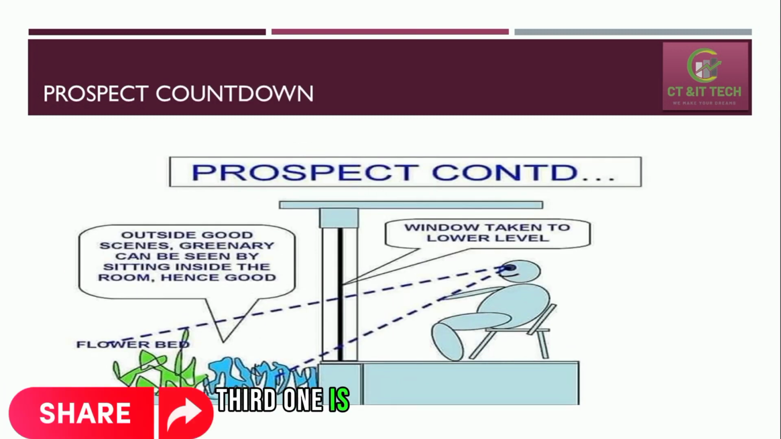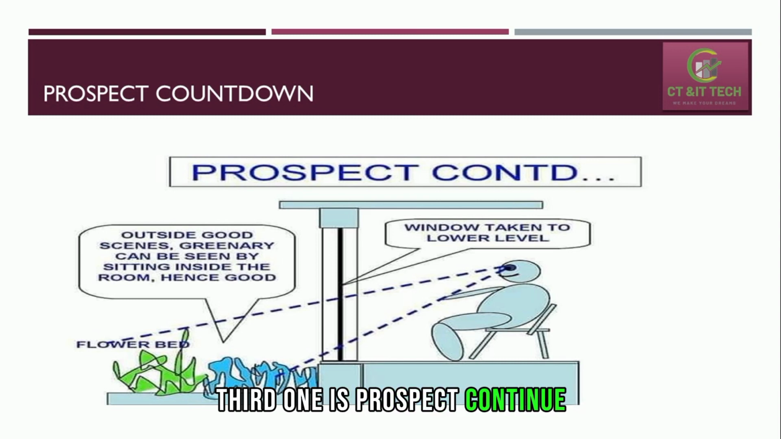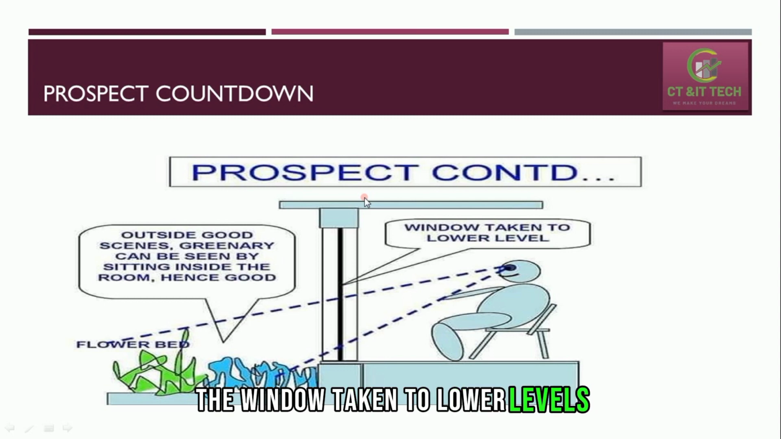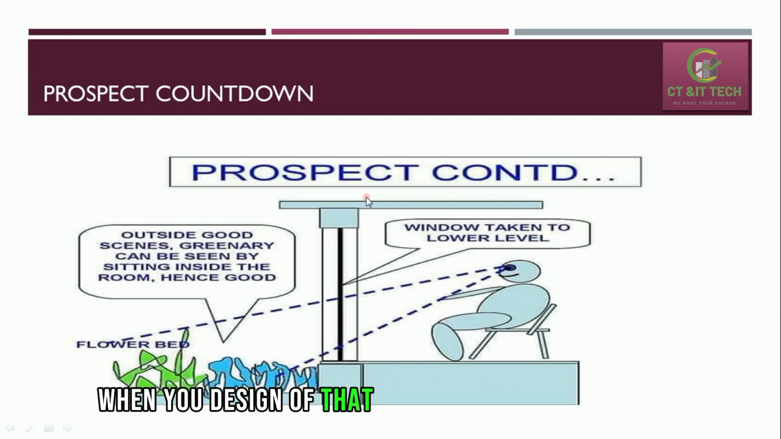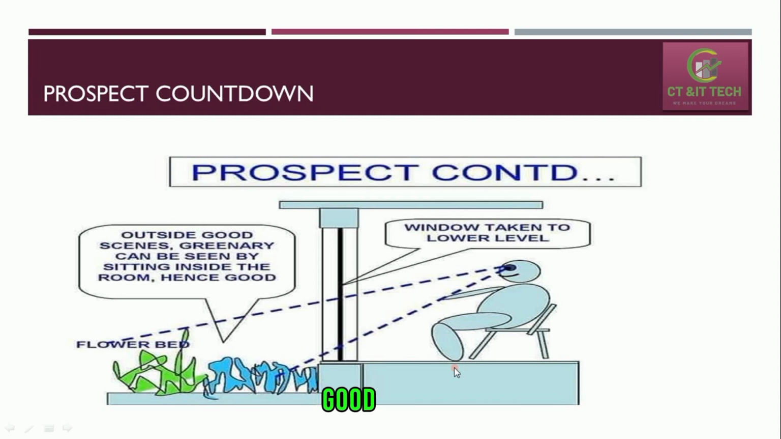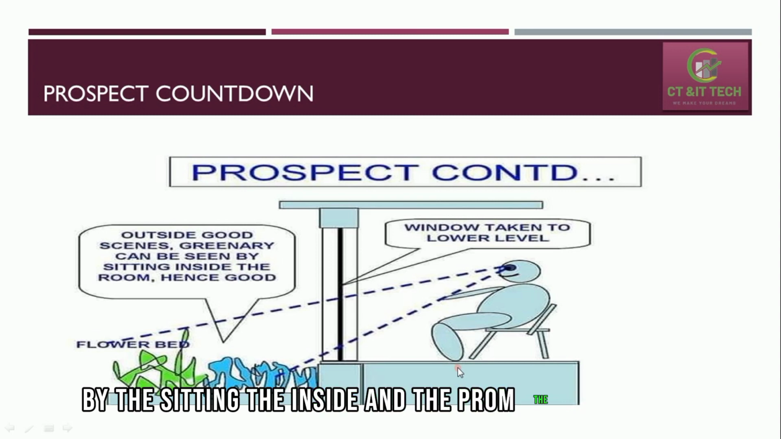The third is prospect coming down. What does that mean? The window is taken to a lower level. When you design it so that the window level is the same as the floor, that is called prospect coming down. From the inside, sitting down, you can see the good outside scenes and greenery.